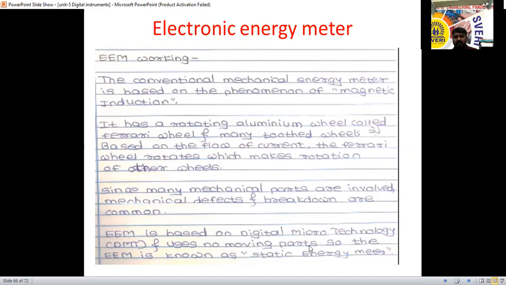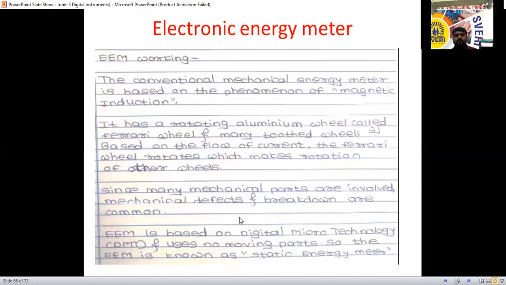In the energy meter you use at home now, is anything rotating? There is no moving part at all, only the light. The digital display gives the value. So the electronic energy meter, EEM, is known as a static energy meter. Static means there are no moving parts.